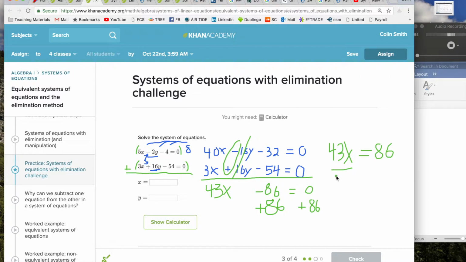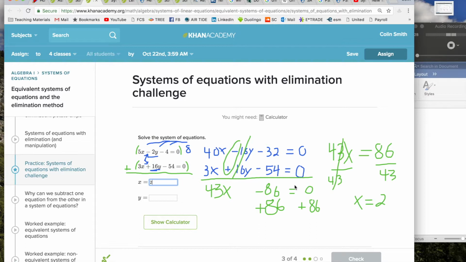It's 43x, so we're going to divide both sides by 43 just to get the x by itself. Obviously, you guys know how to solve these equations from here. And looks like we've got an x value of 2, and that is good information so far. So we are going to eventually be able to put that in the box. Okay, so we've got 2 in the box there.